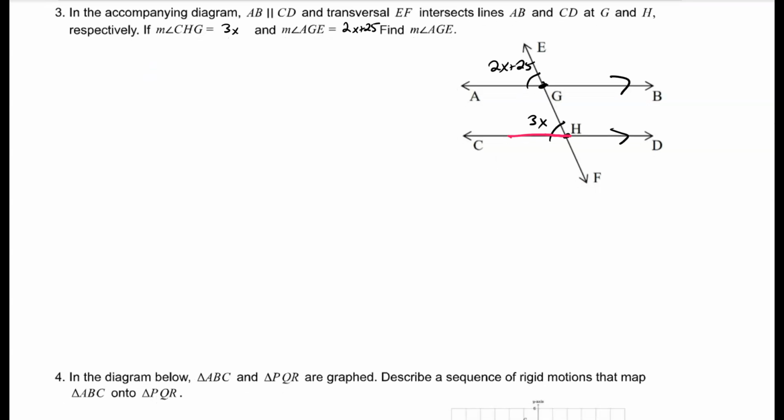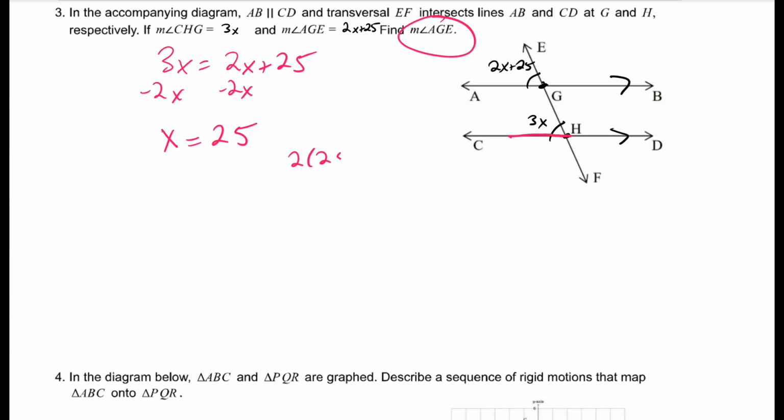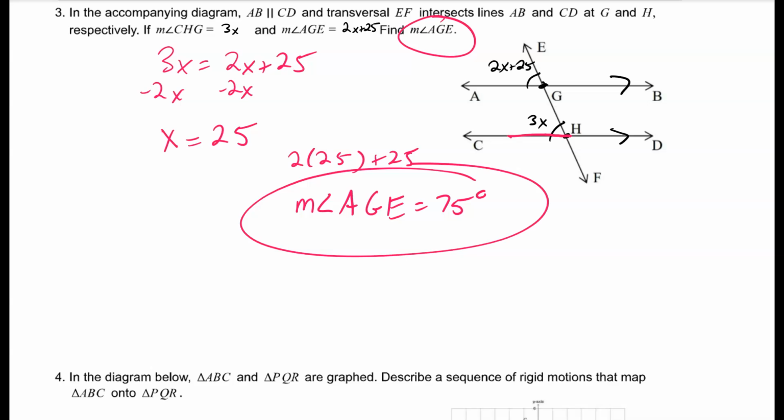So I'm going to set 3x equal to 2x plus 25. I'm going to subtract 2x on both sides. 3 minus 2 is just 1x. So I find that x is equal to 25, but they want me to substitute back in to figure out AGE. So 2 times 25 plus 25. 2 times 25 is 50, plus another 25 is 75. So the measure of angle AGE in this case is just 75 degrees.